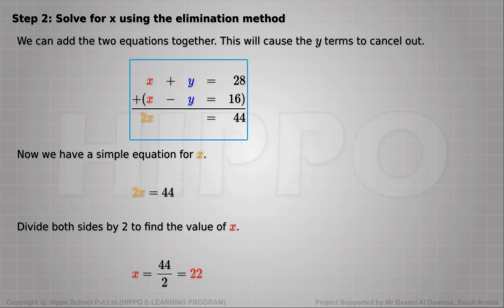Let's do that. As shown on the screen, we add x plus y equals 28 and x minus y equals 16. On the left side, x plus x gives us 2x. And y plus negative y is 0, so they're eliminated. On the right side, 28 plus 16 is 44. This leaves us with a much simpler equation, 2x equals 44.